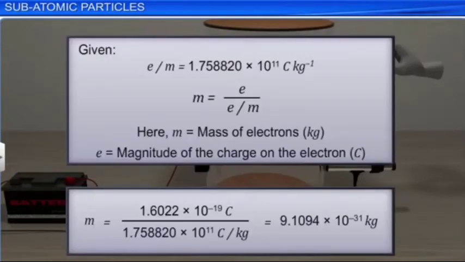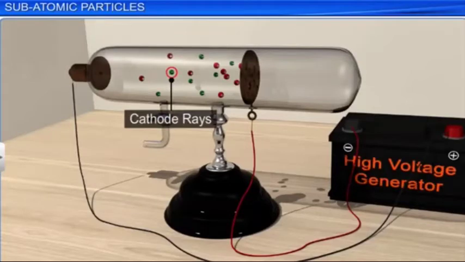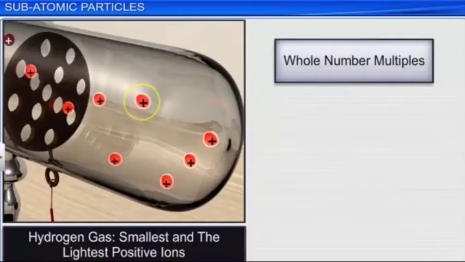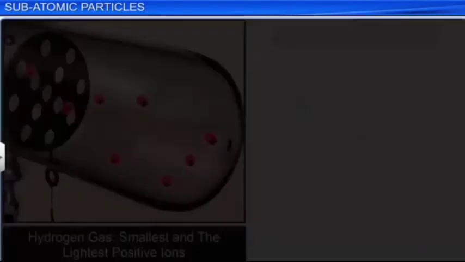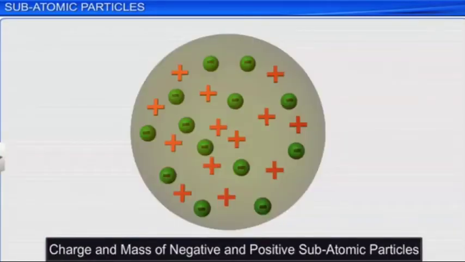The mass of the electron, m_e, was then determined by combining the results of Millikan's oil drop experiment and Thomson's value of e/m ratio, and was found to be 9.1094 x 10^-31 kg. Just like the discovery of cathode rays led to the discovery of the negative electron, the discovery of positive rays led to the discovery of the positive particles originating from hydrogen gas.